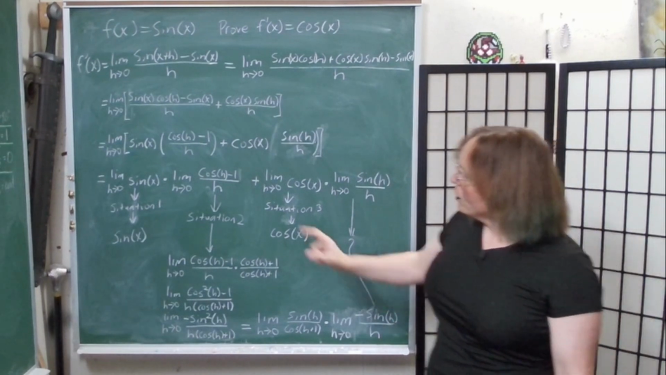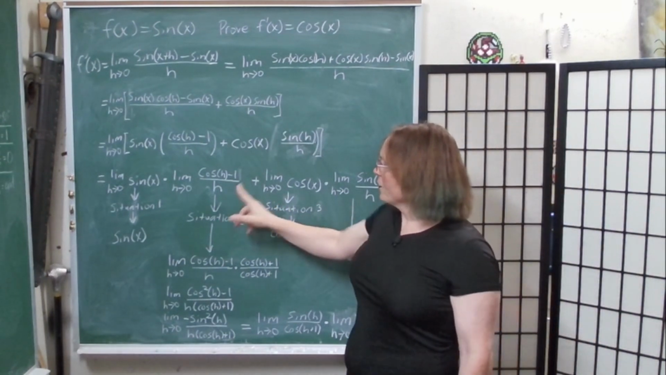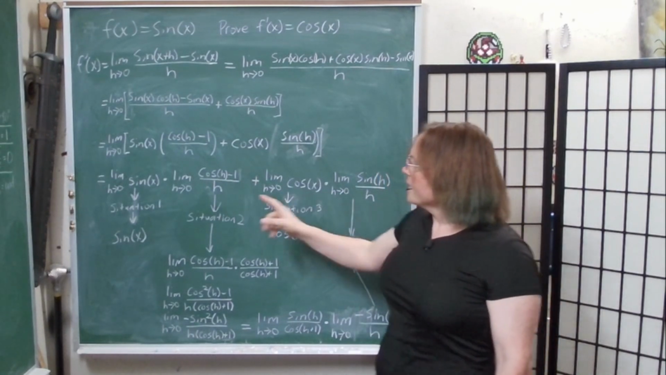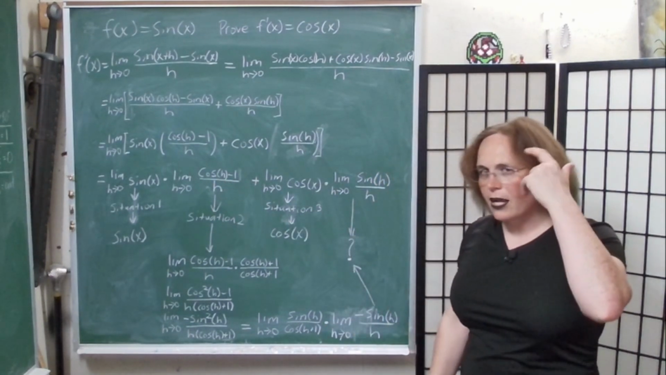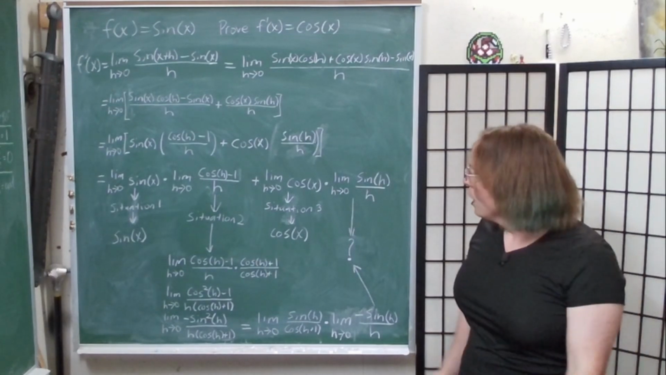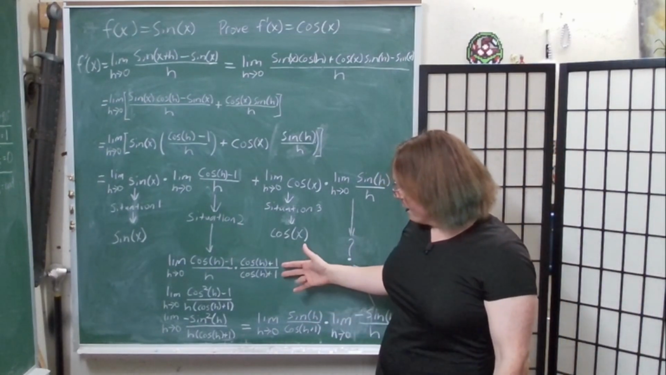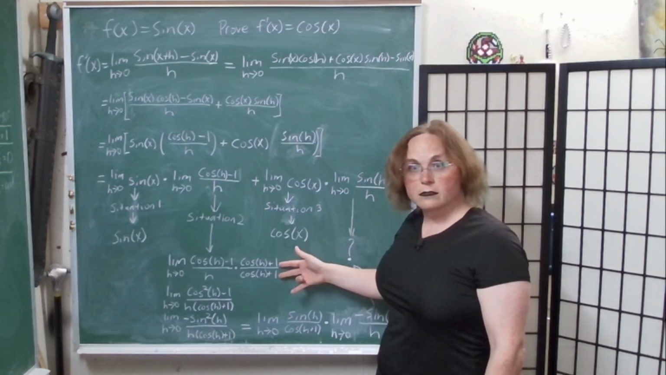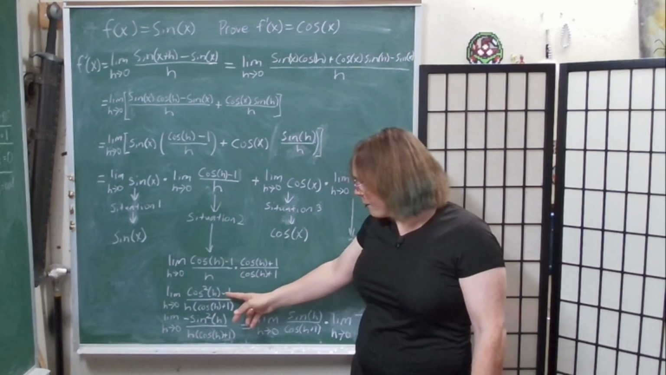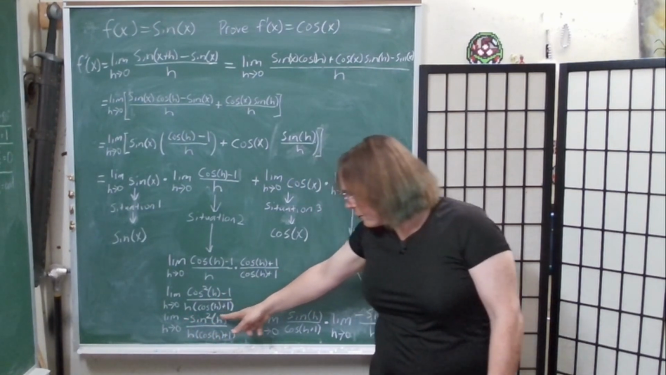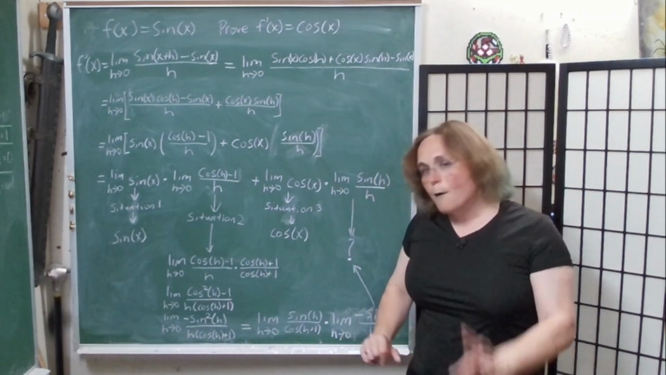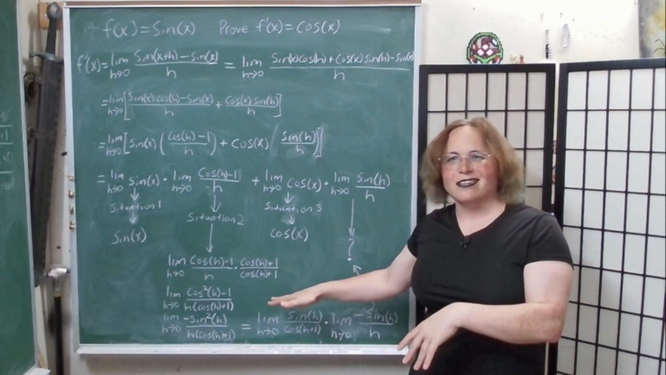But if we look at this one, we can actually do something with this one that we can't do with this one, because we have a cosine h minus 1. And anytime you've got that, that should really ping off in your brain: Pythagorean theorem with trigonometry, right? So if I multiply by the conjugate, cosine h plus 1 over cosine h plus 1, that's going to give me cosine squared minus 1, which will let me convert via the trigonometric Pythagorean theorem into negative sine squared h.